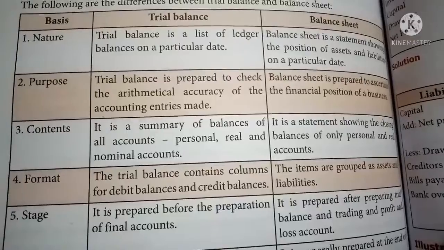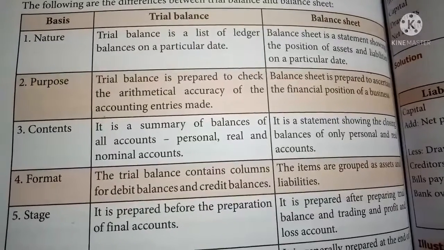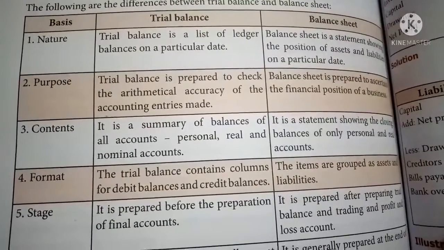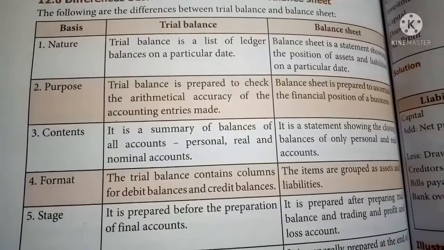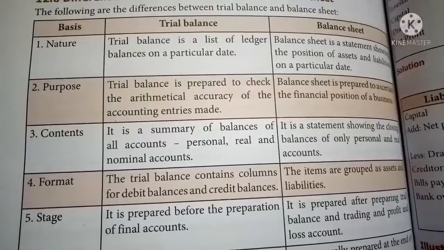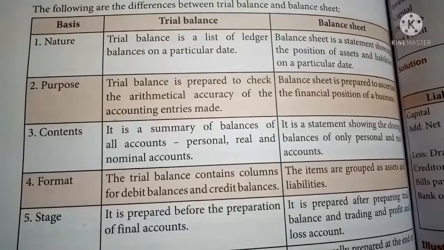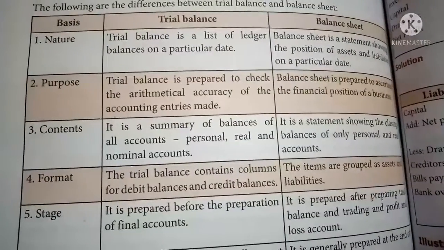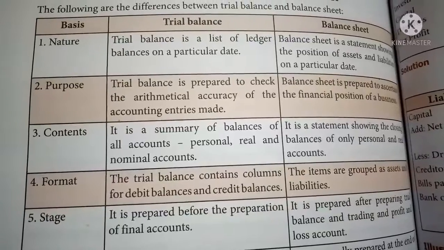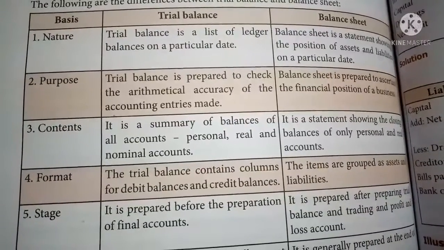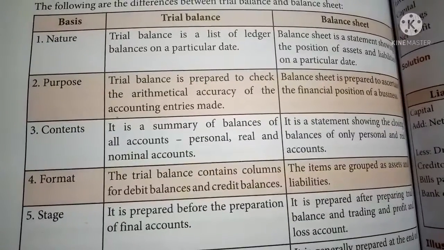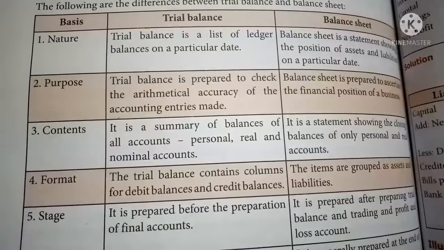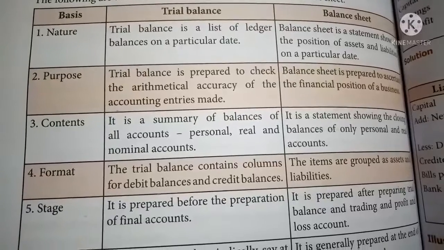Content. It is a summary of balances of all accounts, whether personal or real or nominal. But the balance sheet is a statement showing the closing balance of only personal and real accounts, not nominal accounts. Format. The trial balance contains columns for debit balance and credit balance. But in the case of balance sheet, the items are grouped as assets and liabilities.